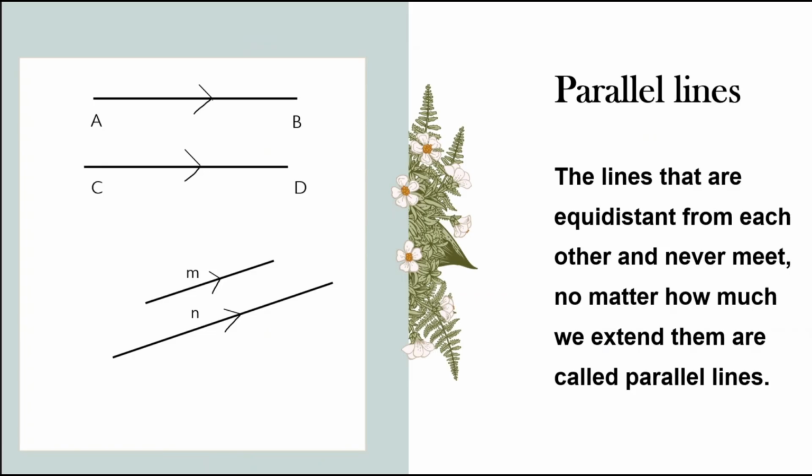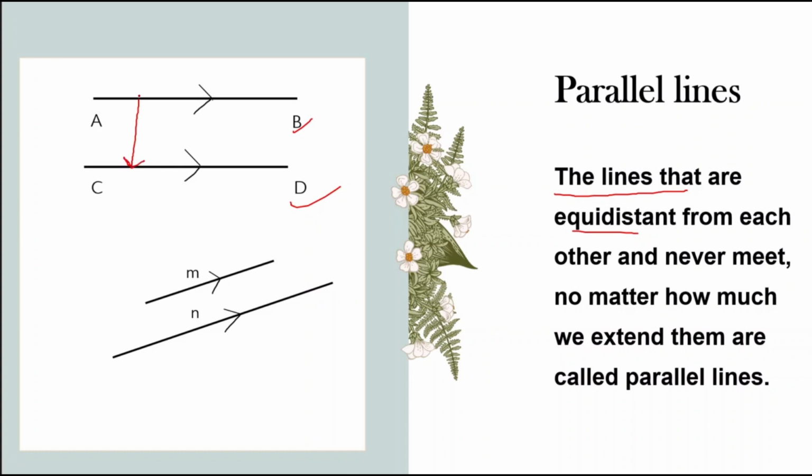So first we will learn what parallel lines are. As the definition says, the lines that are equidistant from each other and never meet, no matter how much we extend them, such lines are called parallel lines. So what I mean by it is, if you look at the first figure, there is a line AB and there is another line CD. So AB would be called parallel to CD if they have a distance between them, and that distance is constant.